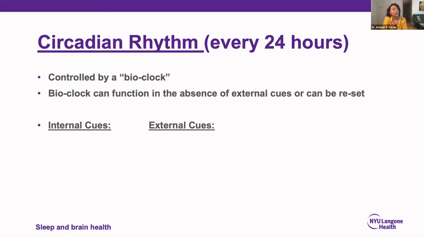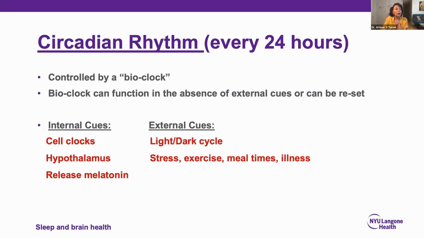So with the circadian rhythms, they're actually controlled by a bio clock within the brain. All of our cells have a cell clock, and it's regulated by the hypothalamus, which is what is telling our body to release the melatonin that we discussed. But these are the internal cues. There are also external cues that can help with this: things like the light-dark cycle, stress, exercise, meal times, and illness. These are why these different things can disrupt your sleep cycle.